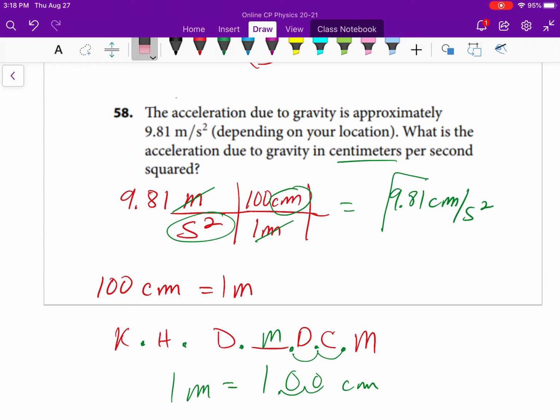Oh, did you see what I just did? I forgot to actually multiply. It's 981 centimeters per second squared.